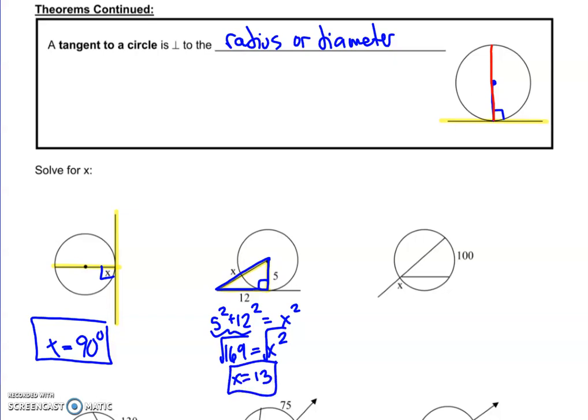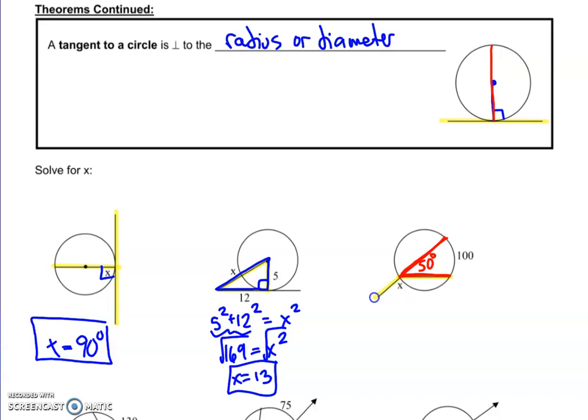The next example is one of the trickiest ones in the unit, and here's why. The angle we're looking for is this one. And the reason it's tricky is because it's not in the formula sheet. It's not an angle that we find directly. We find it indirectly. Here's how you find it indirectly. You notice that this angle I'm highlighting in red is an inscribed angle. And an inscribed angle is equal to half the arc. So the angle I highlighted in red is 50 degrees.